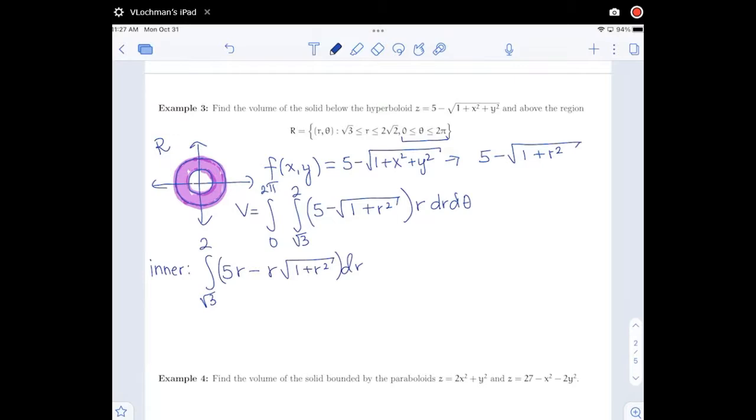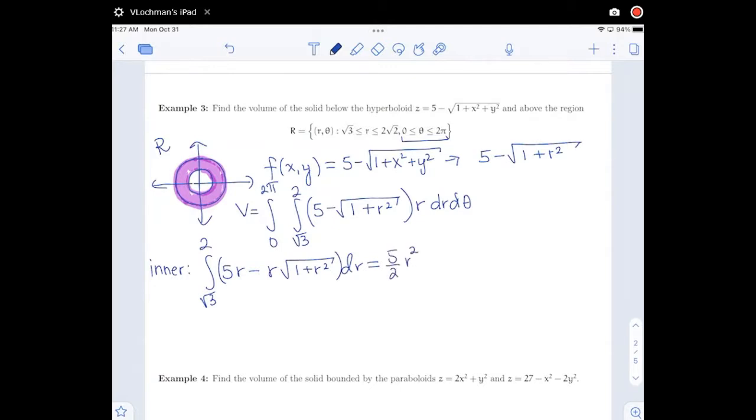So 5r is easy, right? Not much to do here. But what about r times the square root of 1 plus r squared? What do we think? Yes, you can do u substitution here. I'm going to let you figure that out. That's a method you should be very familiar with.